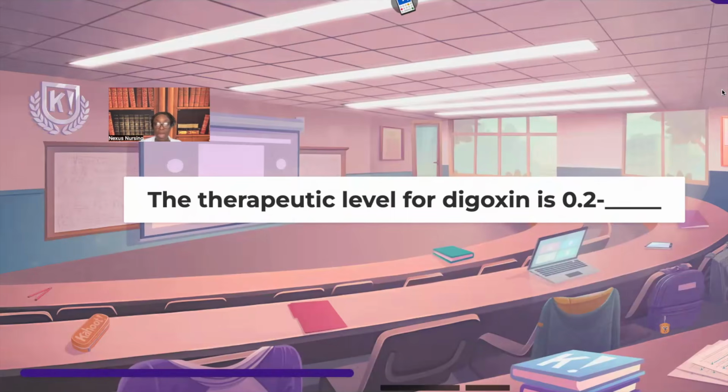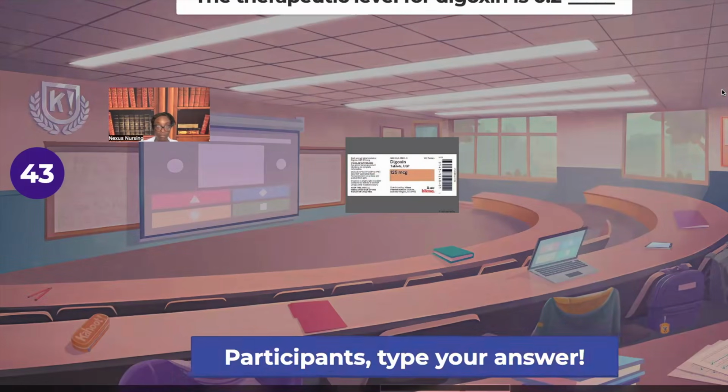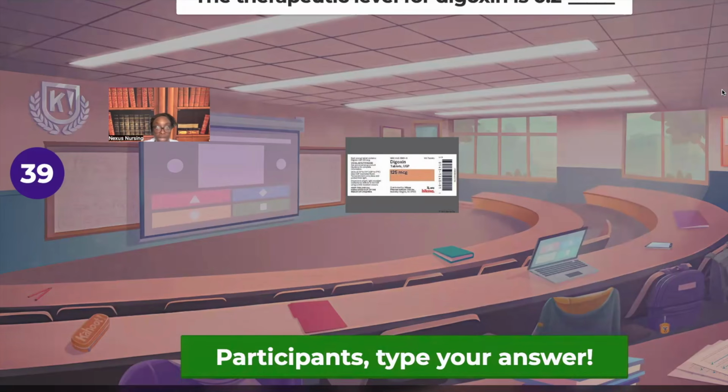Type in your answer. The therapeutic level for digoxin is 0.5 to what? The therapeutic level for digoxin is 0.5 to what? What is the answer, guys?